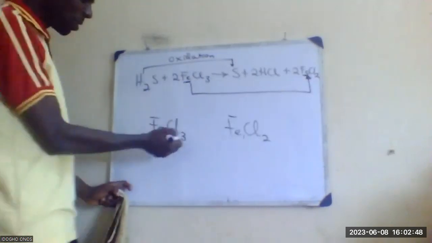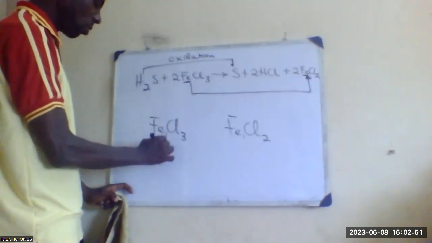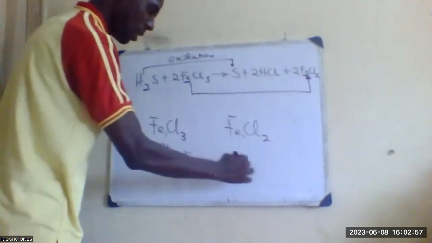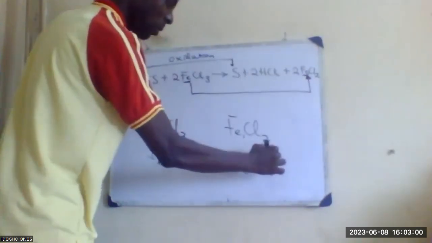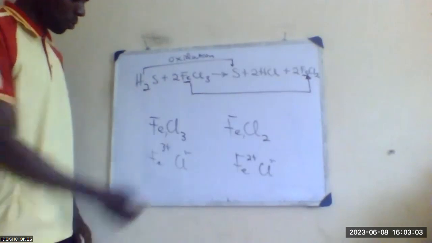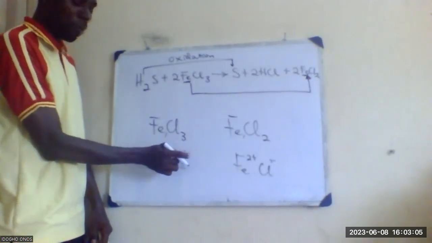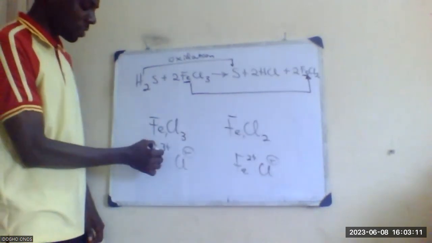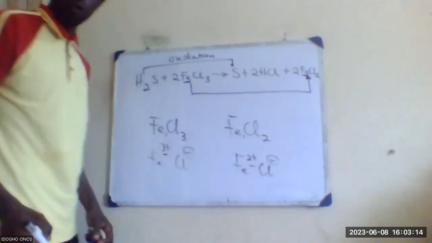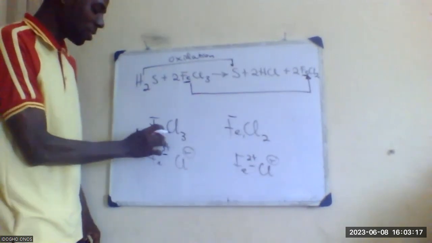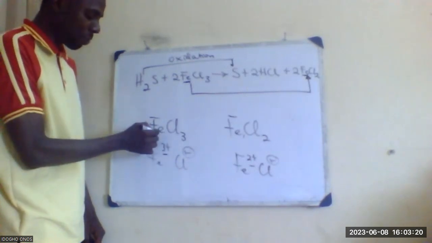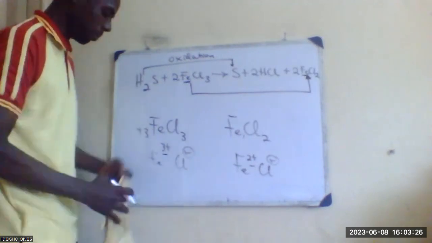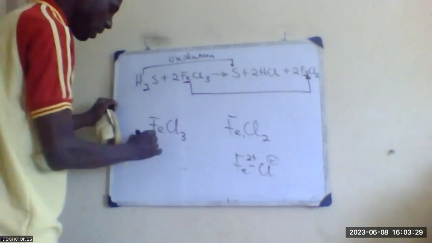So I want to take this back. This is meant to be like this. That is Fe3+ and this is Cl-, while this is Fe2+ and Cl-. So the oxidation number or the valency of chlorine here is -1, while this is also -1. Then the valency of this Fe here is +3, and this is +2. So if you consider this FeCl3, the oxidation number of Fe in this compound is +3. So Fe here is +3.